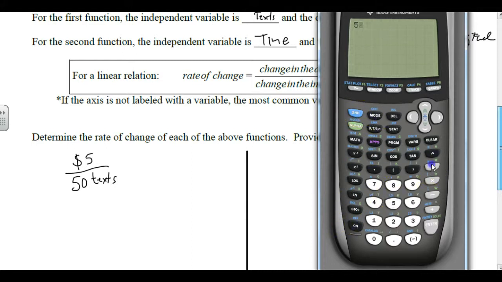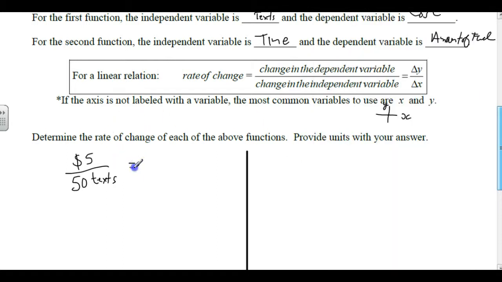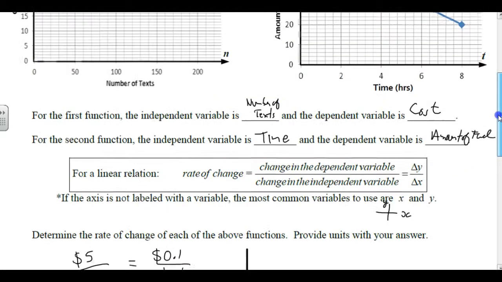So 5 divided by 50 is 0.1. So $0.1 per text. So that's a unit rate, since on the bottom we have one text.